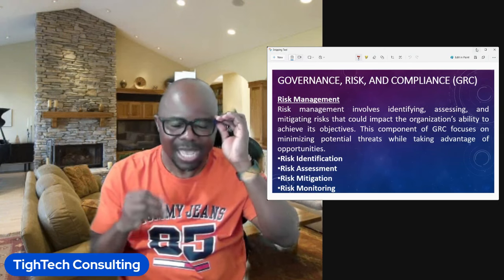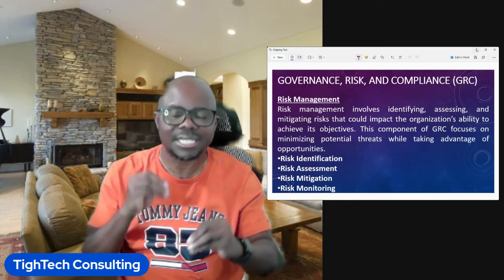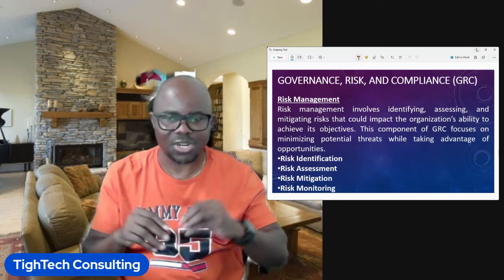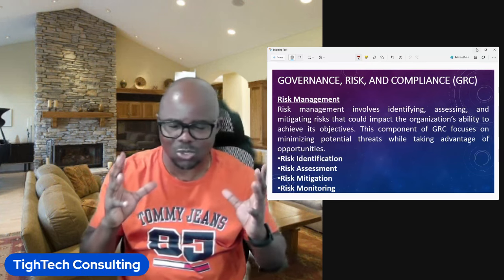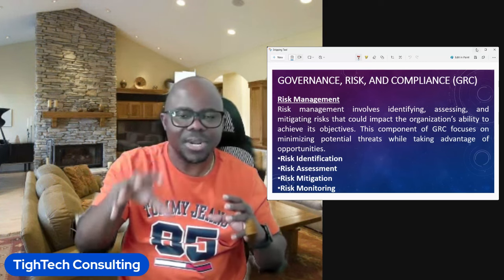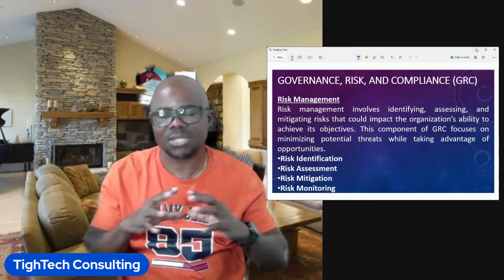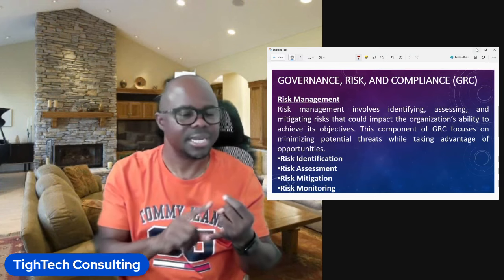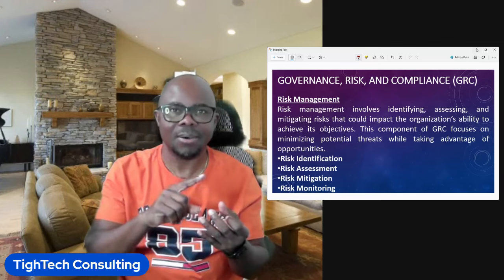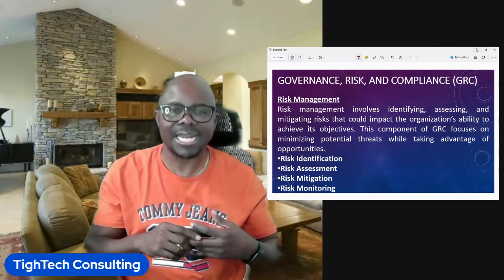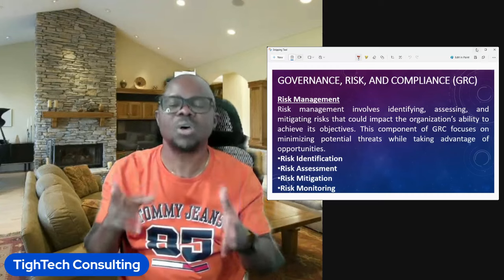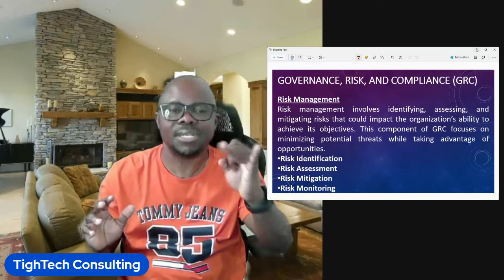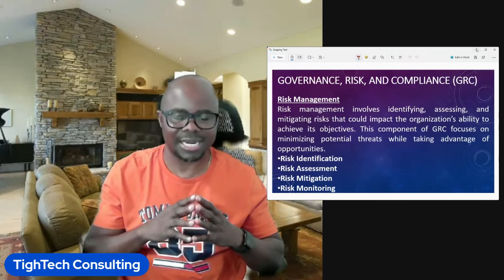Risk mitigation means implementing strategies to reduce risk, to transfer risk, to accept risk, or just to minimize risk. Under risk mitigation, there are four choices that organizations have: they can accept risk, transfer risk, reduce or mitigate risk, and avoid risk. But the two most prominent choices that you see in every organization are risk acceptance and risk mitigation.